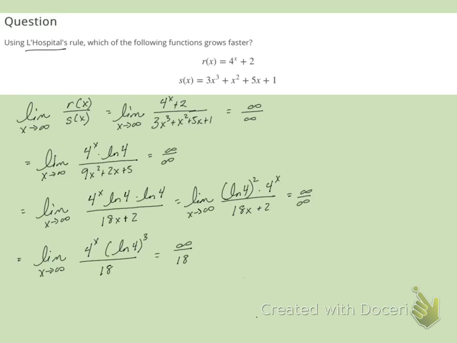But the point is, the question was, which one grows faster? So we can see that because the numerator is consistently staying at infinity, that's growing much faster than the polynomial in the denominator. So we would say, therefore, that r of x grows faster.